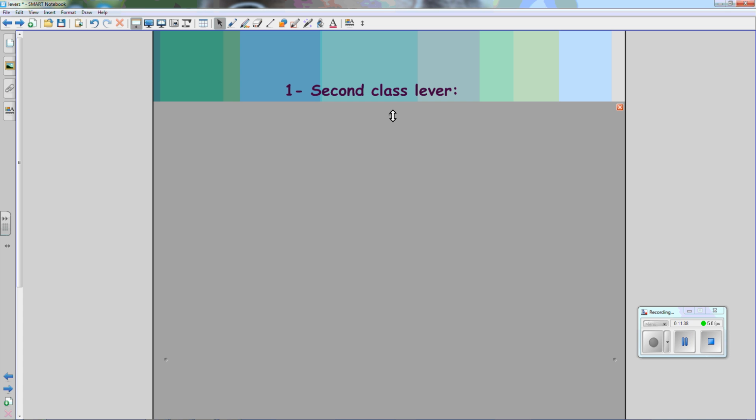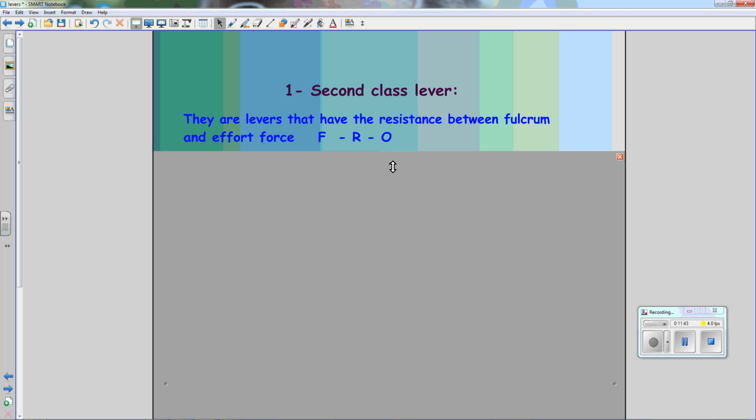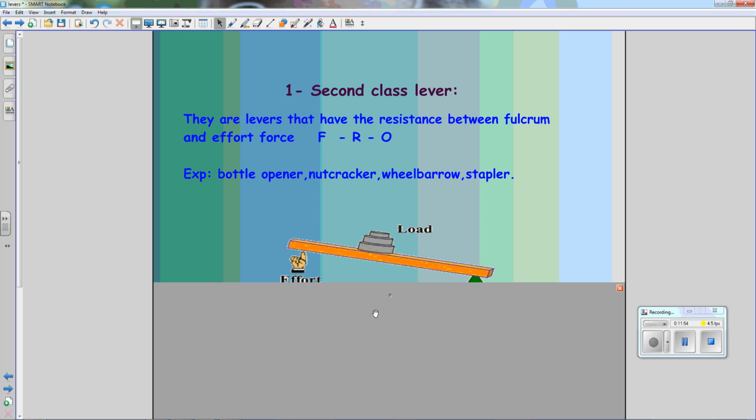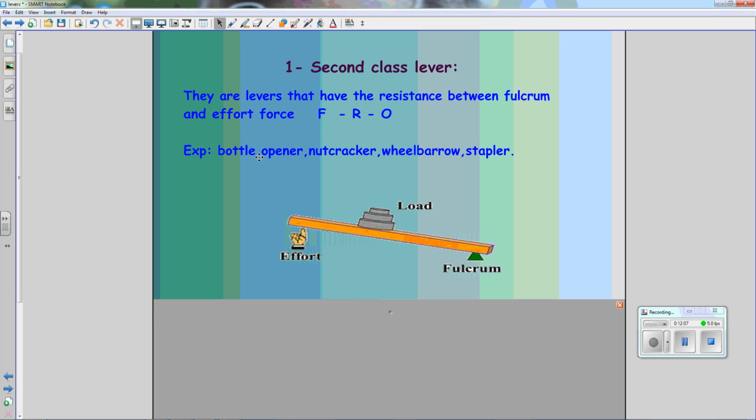What about the second class levers? The second class levers have the resistance between the fulcrum and the effort force. So we represent them by a rigid bar and the resistance between the effort force and the fulcrum. Some examples of the second class levers: the bottle opener, the nutcracker, the wheelbarrow, and the stapler.